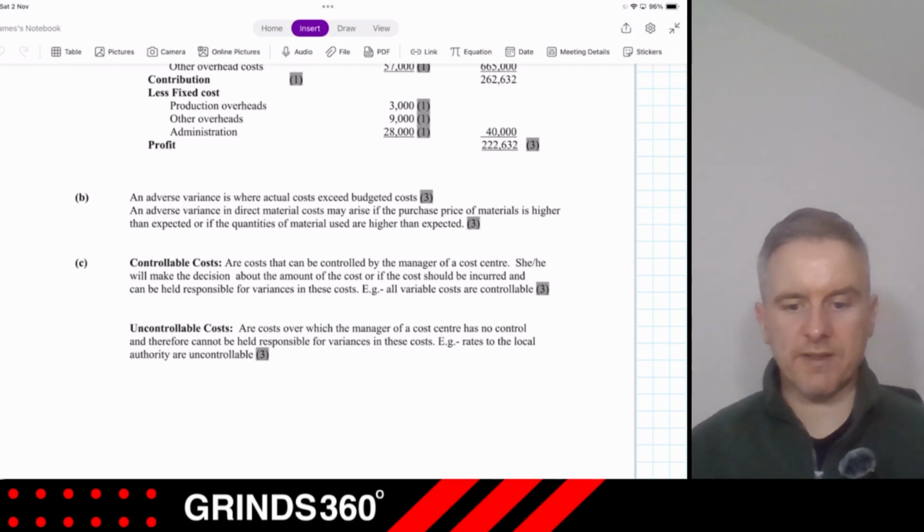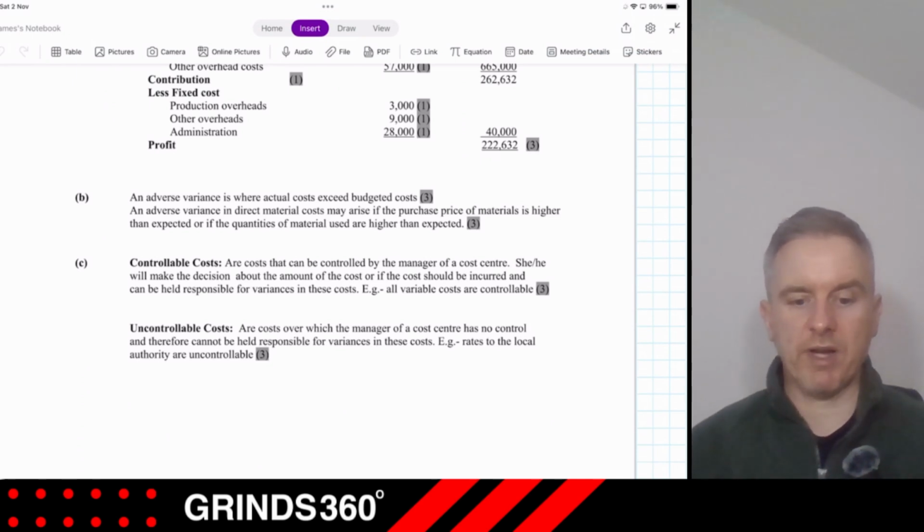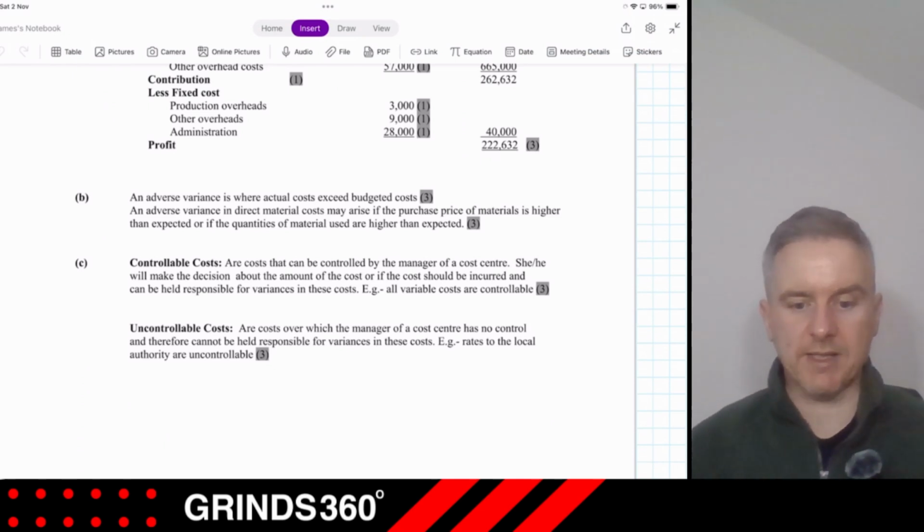So uncontrollable costs then, costs over which the manager of a cost center has no control. The easiest example for us to use there are rates to our local authority, because we don't control those. They are set externally, absolutely out of the control of the manager. They can't be held accountable for what happens there. So things like that, that's what we need to keep an eye on to make sure that we are hitting the key points on these all the time.